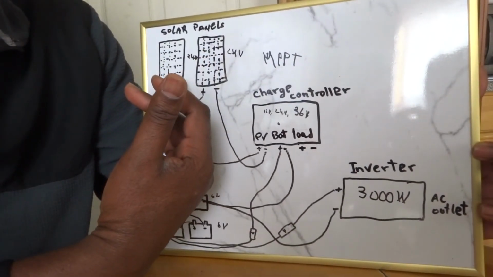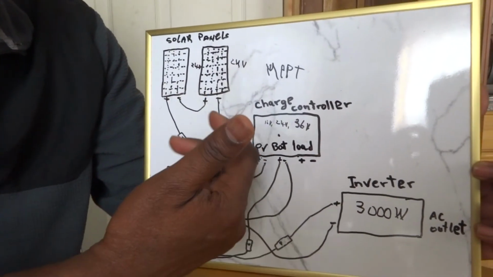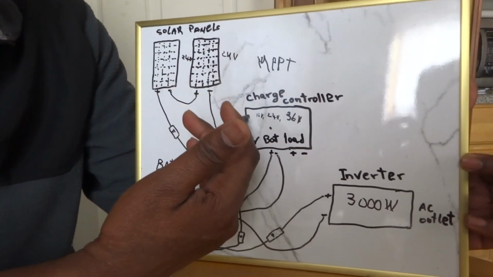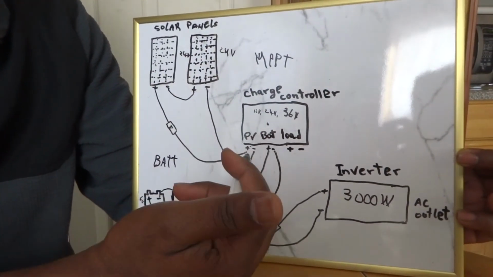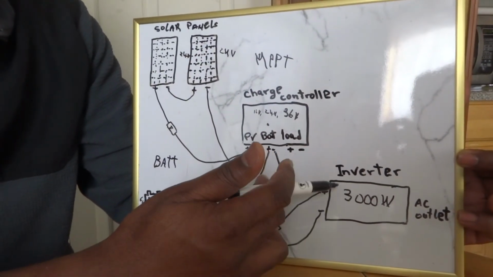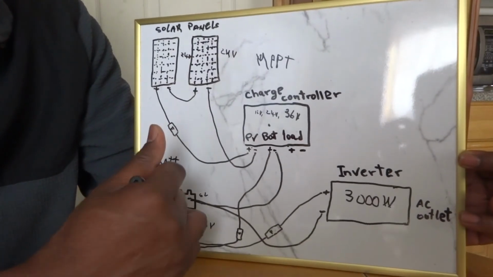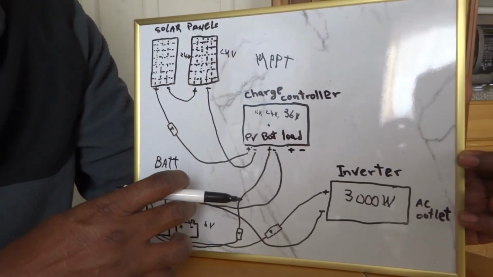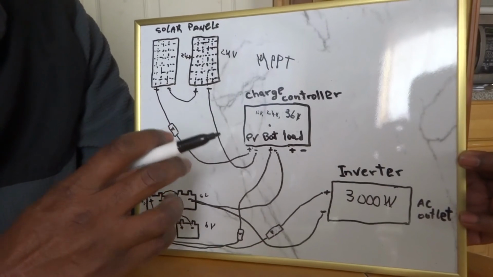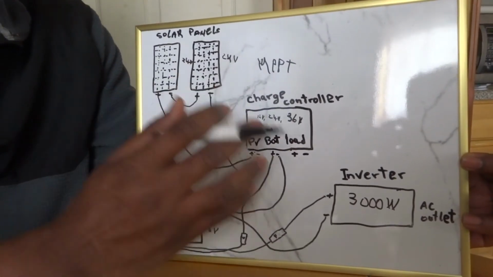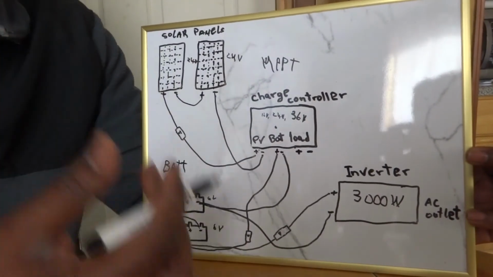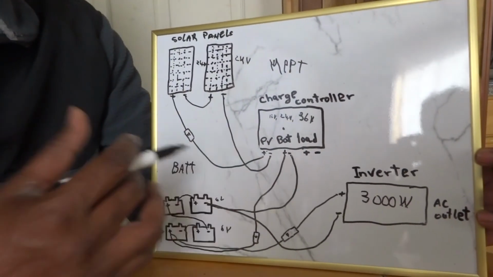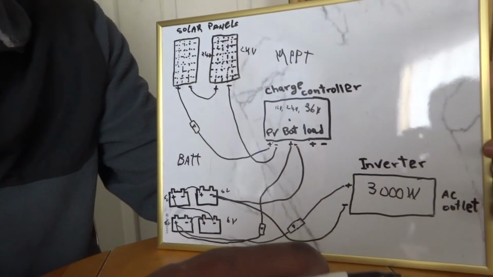The solar panels will charge the batteries via the charge controller during the daytime, and the batteries will store the energy, the current, and then you will be able to use the batteries either during daytime or in the evening. But you just have to figure out what size of system you want. We'll talk about that in the future.